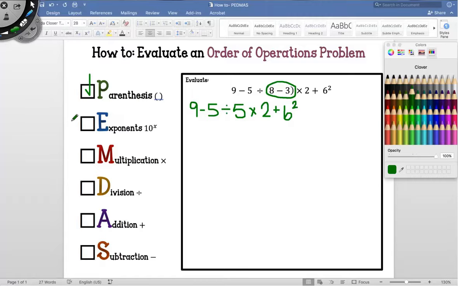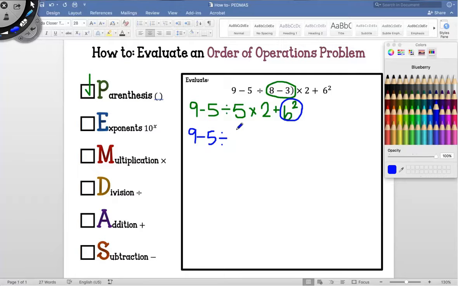So the next thing that I'm going to look for is, does my problem have any exponents? And you're looking at what you have newly rewritten. And in this case, my problem does have exponents. So I'm going to grab my blue pencil. I'm going to circle that to bring it to my attention. I'm going to bring down everything else that comes before that. So 9 minus 5.